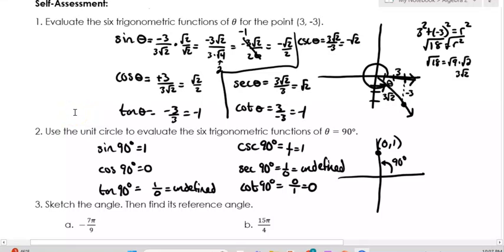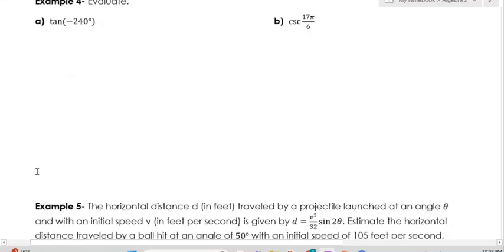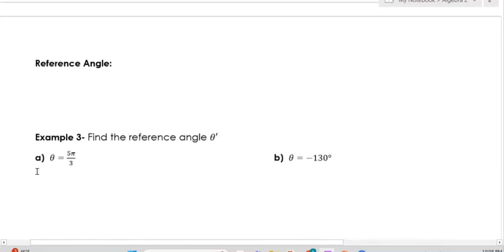Okay, so let's go take a look back up at the examples that we were on. All right, so a reference angle.